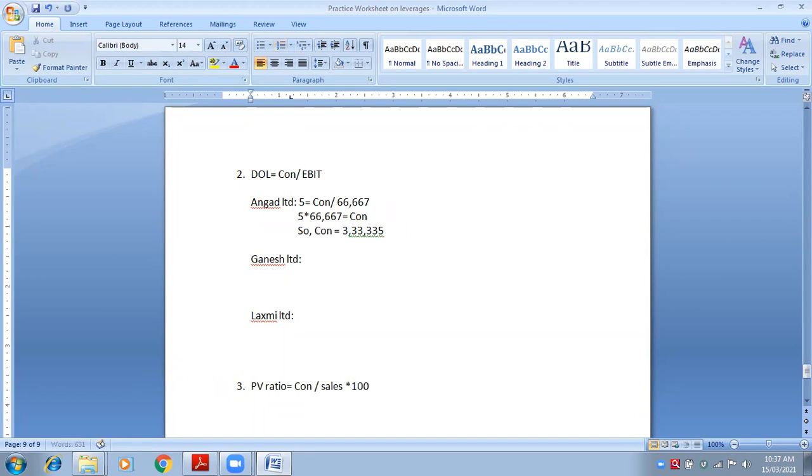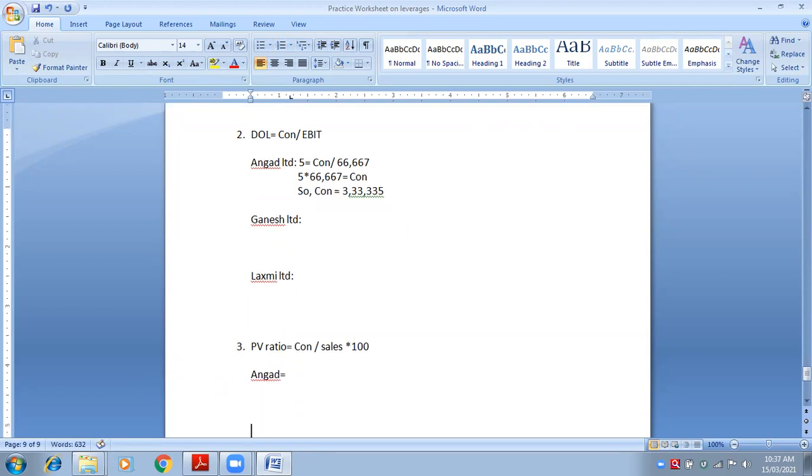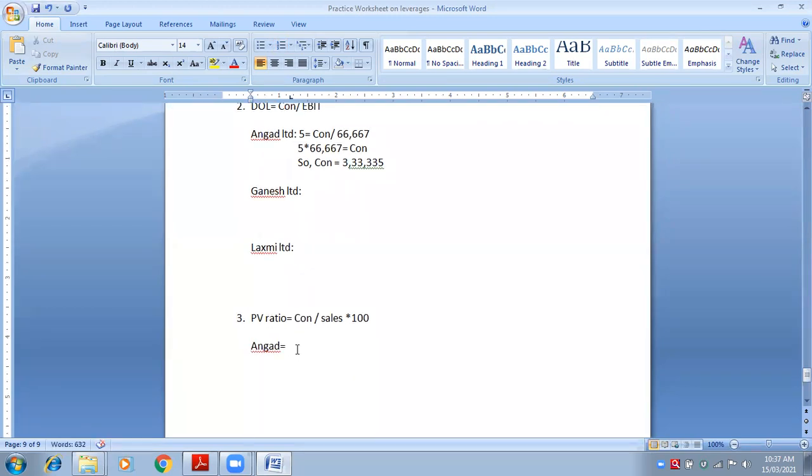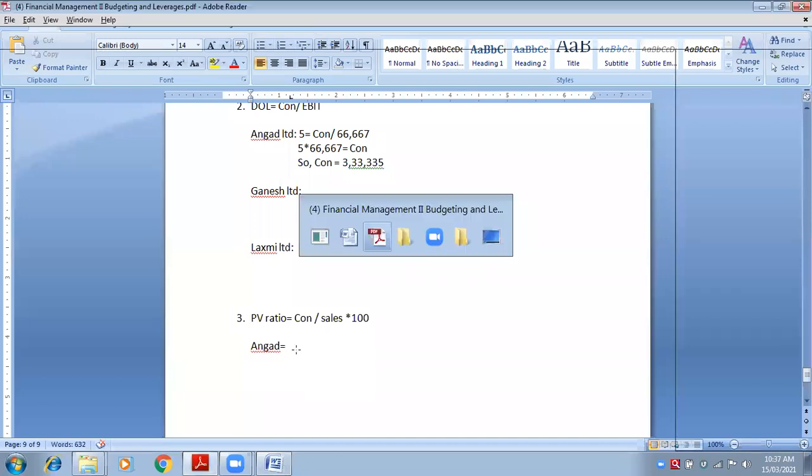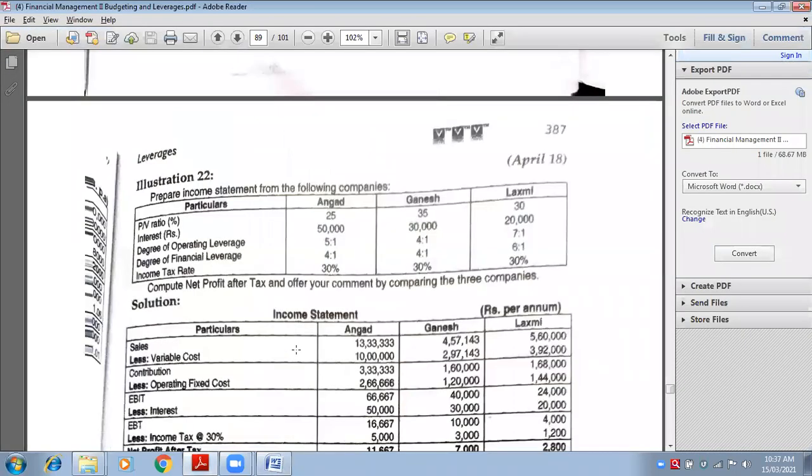Okay, this is the formula. Now for Angad Limited we will do, and you will solve it for Ganesh and Lakshmi Limited. What is the PV ratio for Angad Limited? How much is the PV ratio for Angad?